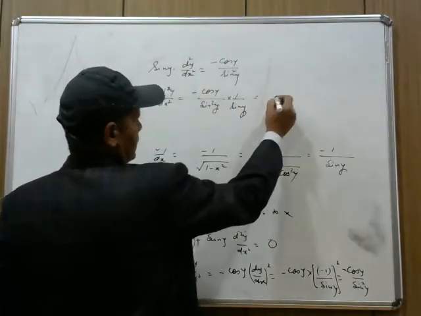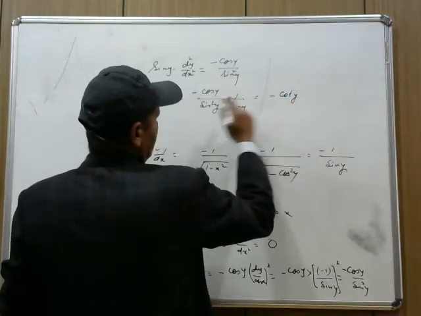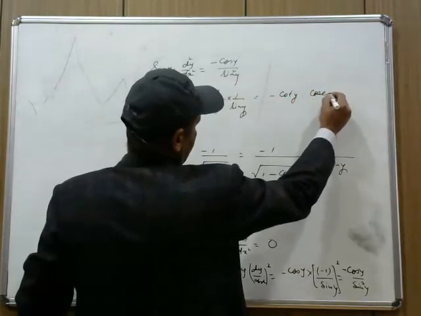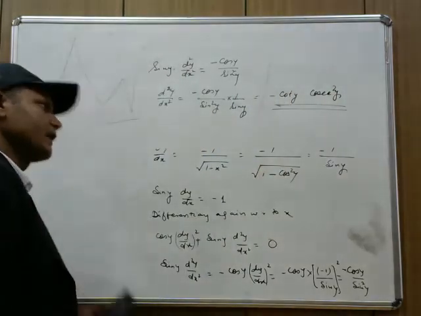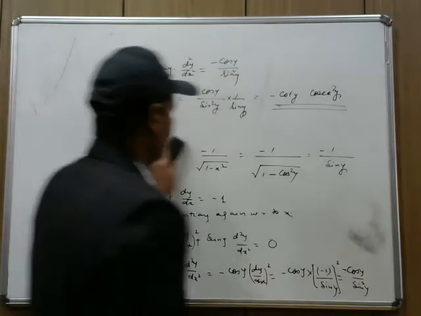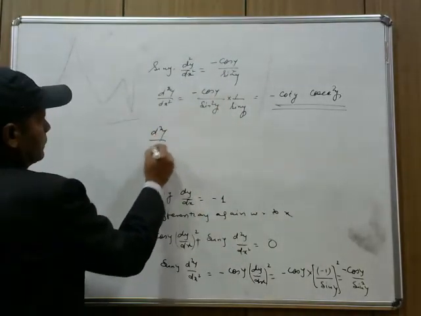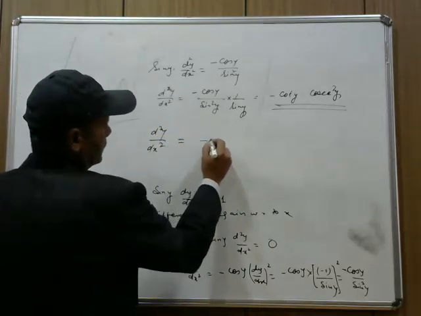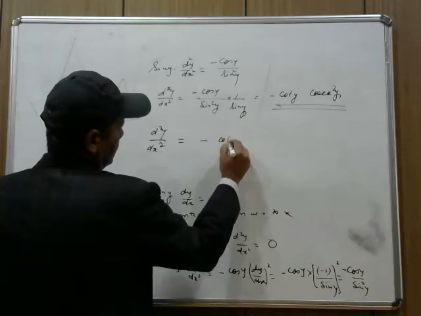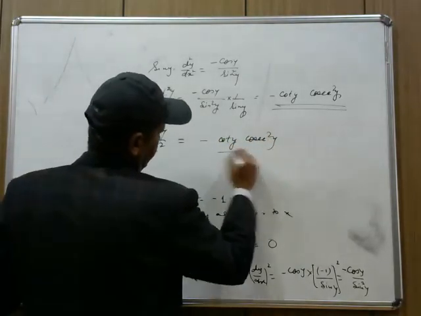Minus cos y by sin y is minus cot y, into 1 upon sin square y is cosec square y. See, we got the answer in terms of y only. Therefore, the final answer is that d2y/dx square is equal to minus cot y into cosec square y.